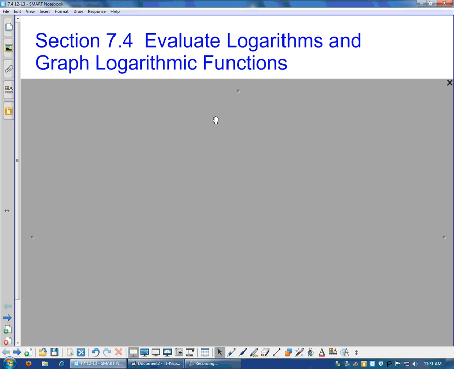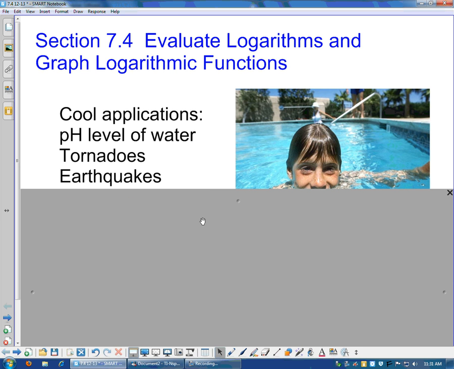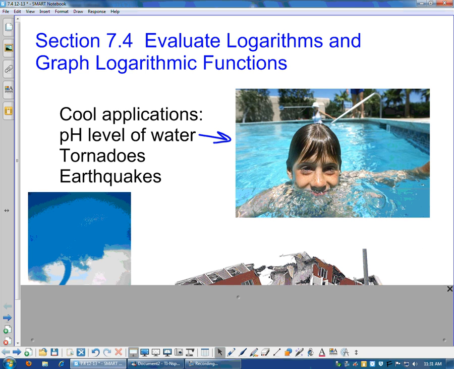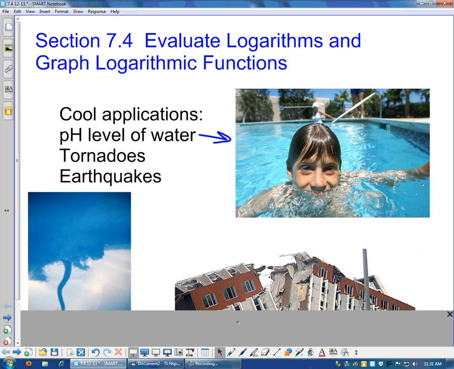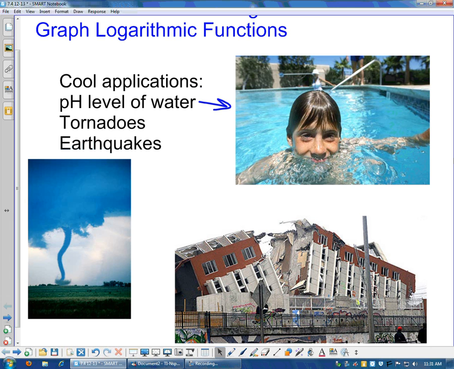All right, so section 7.4 is evaluate logarithms and graph logarithmic functions. First of all, some cool applications of logarithms. Like the pH level in water. The pH level in water is determined using logarithms, and there's a couple other interesting applications. Tornadoes and earthquakes both could be related to the topic of logarithms. So tornadoes, earthquakes. All right, so let's get started and talk about what logarithms are.